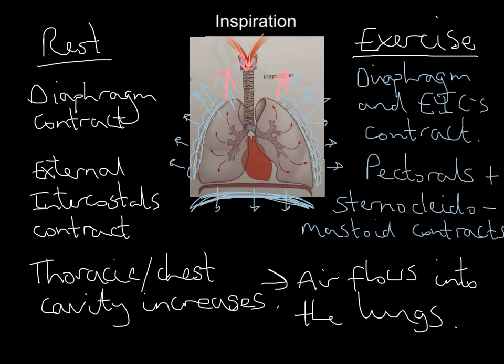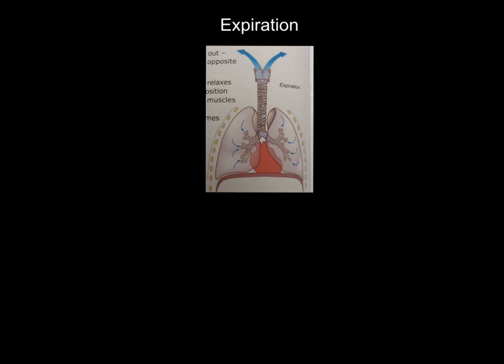So the diaphragm, the external intercostals, the pectorals, and the sternocleidomastoids are all going to contract, and that is going to make the rib cage as big as you can possibly make your rib cage. That thoracic chest cavity is now going to be as big as it possibly can be, and the air is going to flow in as much as it possibly can. You're going to get as much air into your lungs as possible. So make sure you can identify the changes between inspiring at rest and inspiring during exercise.